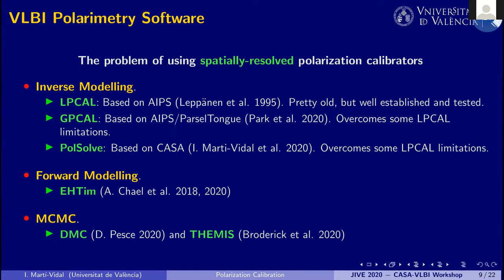So yeah, the problem of VLBI polarimetry is basically the problem of spatially resolved polarization calibrators. If the calibrators were point-like, were not resolved, there wouldn't be much trouble. The problem becomes trivial, actually. But if you have some structure in your brightness distribution of the different Stokes parameters, then you're in trouble, because the problem is not trivial anymore.